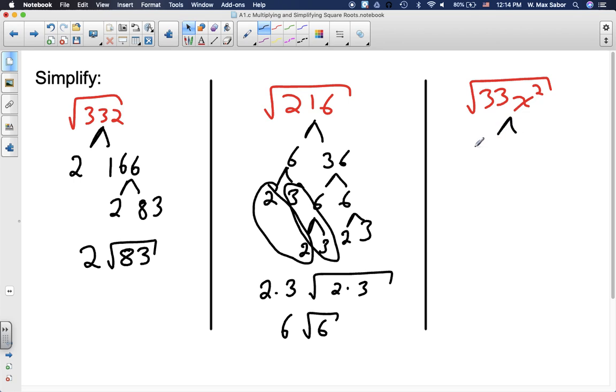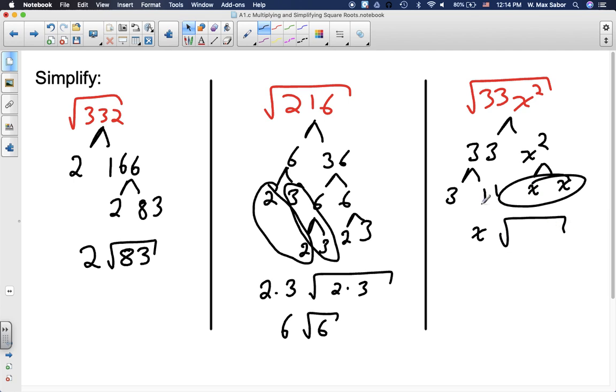Here we have 33 times x squared. We have 3 times 11, and x times x. So we get a pair of x's, and then what's left over is 33.